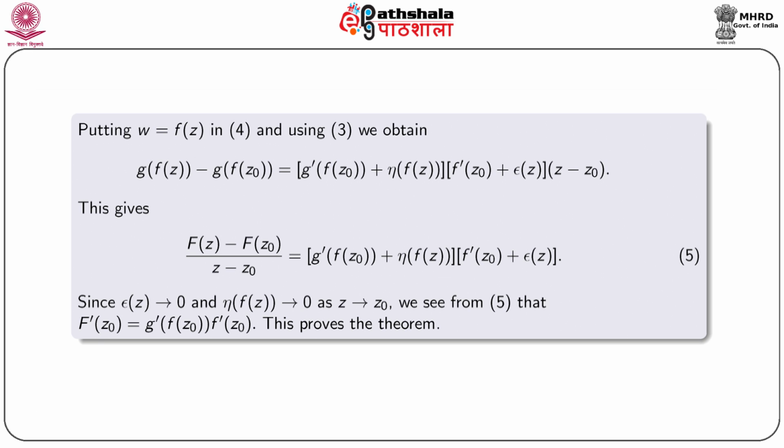This is number 5. Since ε(z) tends to 0 as z tends to z0 and η(f(z)) tends to 0 as z tends to z0, we see from equation number 5 that F'(z0) is equal to g'(f(z0)) into f'(z0). So, this proves our result.